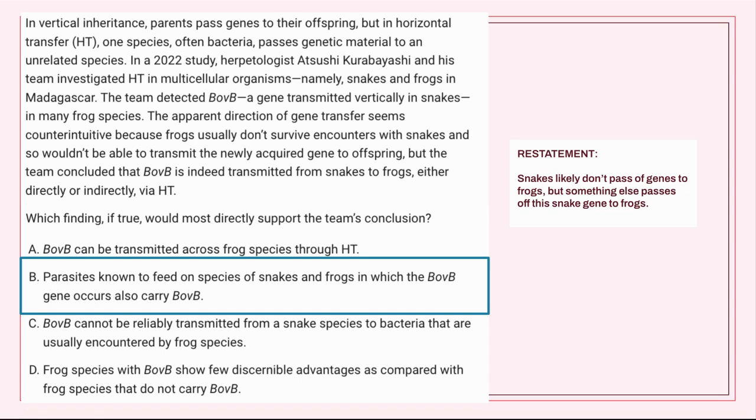So in this one, the conclusion may not be as clear, but the point is that you want to answer the question: how are the genes getting from the snake to the frog? You want to prove that it is. So you're trying to give an explanation. Which finding explains that conclusion?